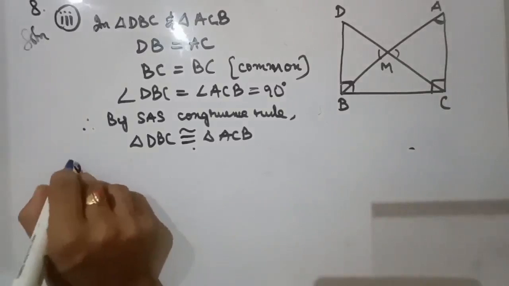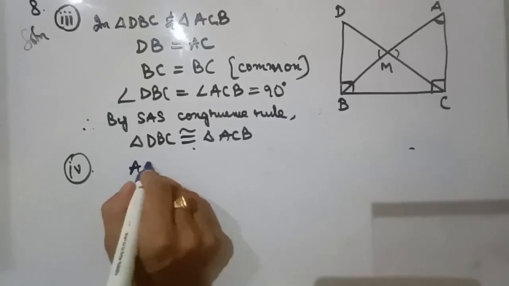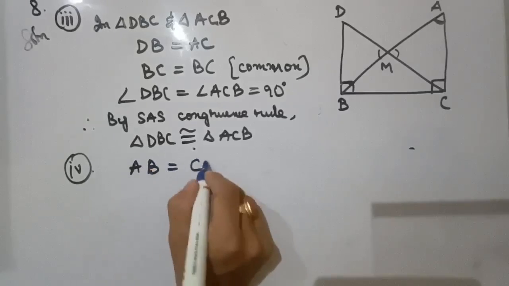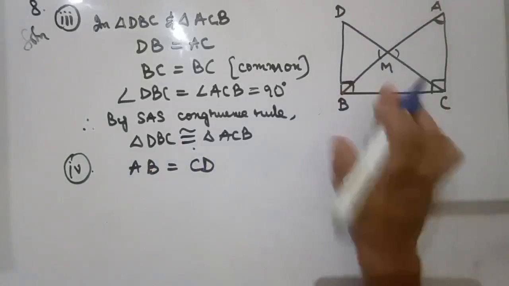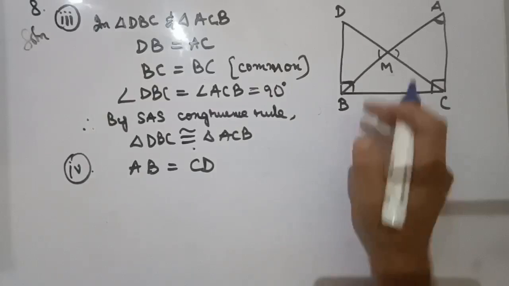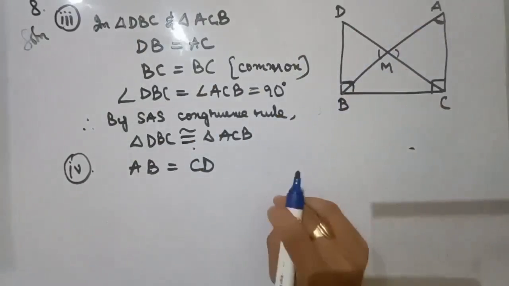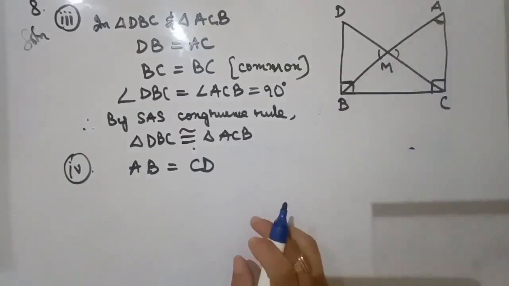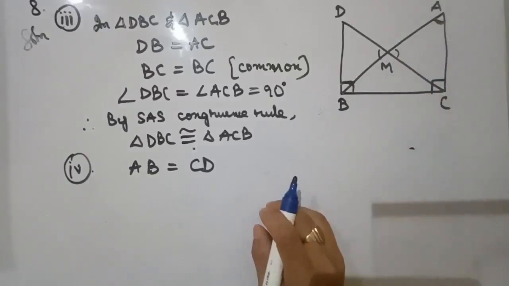Now Roman number 4. In Roman number 4 we are to prove CM is equal to half of AB. CM is half of AB. For that, AB equal to CD. Why is AB equal to CD? Because these two triangles DBC and ACB are congruent to each other. So being the corresponding parts of the two congruent triangles, they are equal to each other.